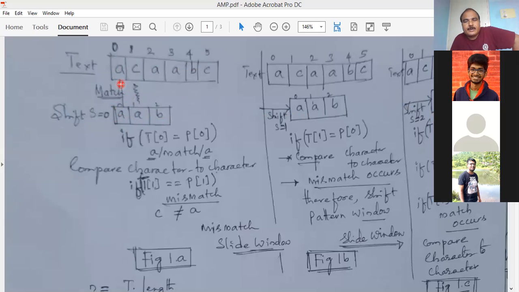Here we have not done any shift: shift equal to 0 means no shift is done. But you can see there is shift 1 and shift 2, and the one more shift as I said. So these shifts can be performed from 0 to n minus m, correct? That means the maximum number of shifts of this pattern is n minus m, where n is the length of the text and m is the length of the pattern.